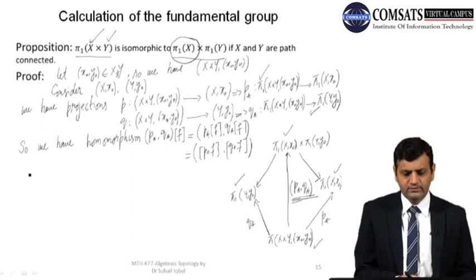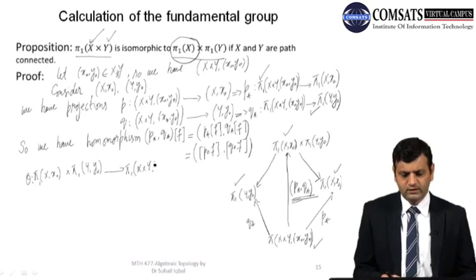Now we can define a map theta from pi 1 of X naught cross pi 1 of Y naught to pi 1 of X cross Y, (x naught, y naught). How do we define this theta? Theta applied on this ordered pair, the path class of g and the path class of h, when you apply theta on this ordered pair, is just going to give me the class of (g, h).